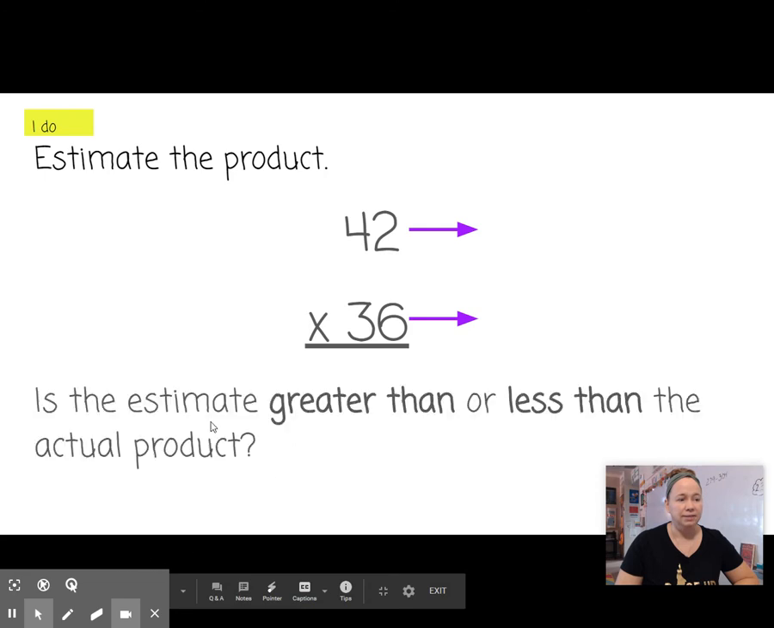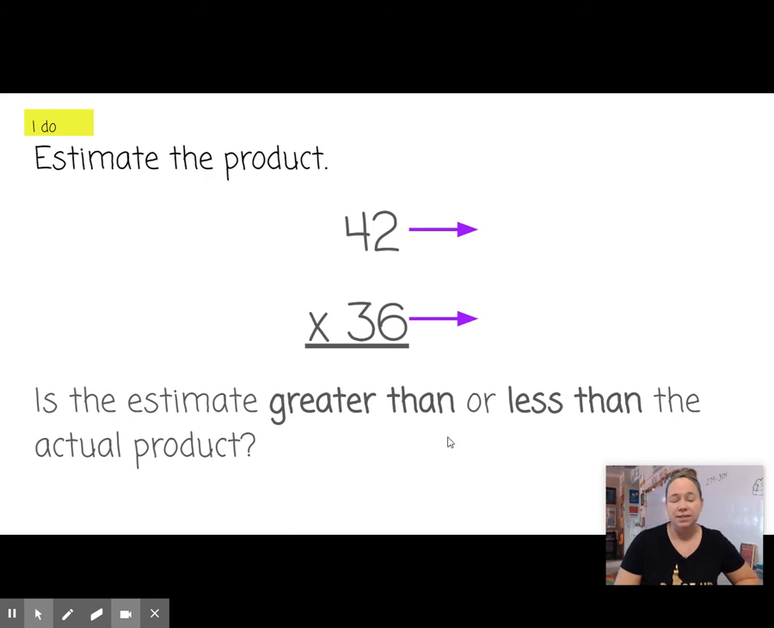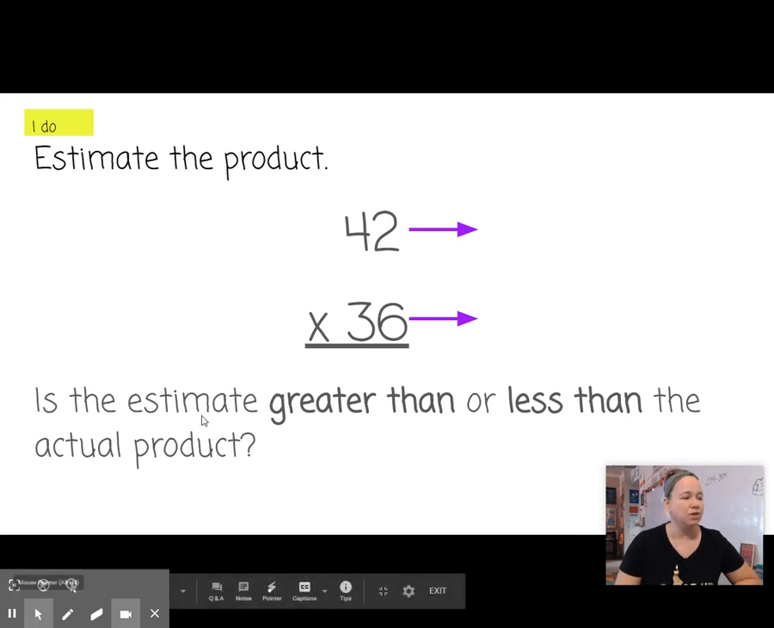All right. And again, we can't really tell on this one if the estimate is greater than or less than the actual product, because this one we rounded down and this one we rounded up. If we rounded both of them down, the estimate would be less. If we rounded both of them up, the estimate would be greater. You got it.